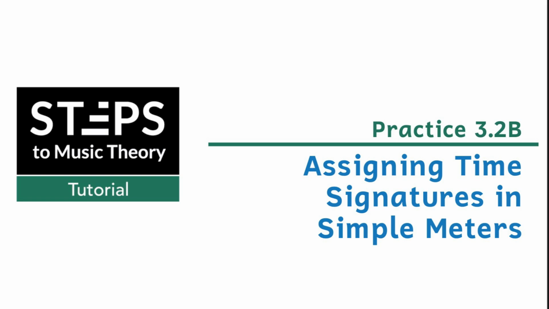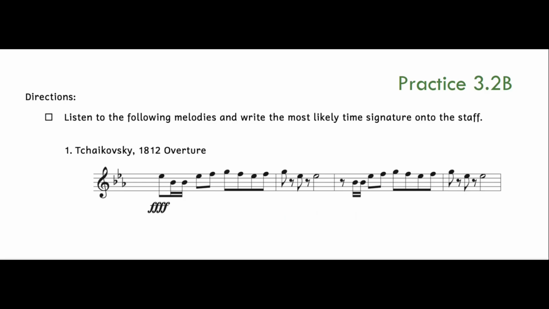This tutorial is on practice 3.2b. Directions: Listen to the following melodies and write the most likely time signature onto the staff. So let's go ahead and listen to number 1 from Tchaikovsky's 1812 Overture.